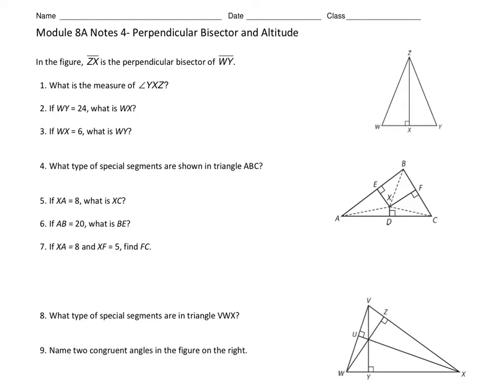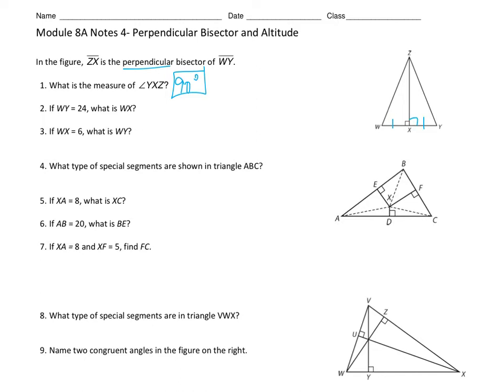In this very first one, it tells us that ZX is the perpendicular bisector. The perpendicular part is already drawn for us in the picture, but the bisector tells us that our two segments are going to be congruent to each other, so WX and XY. If they're asking us then for the measure of angle YXZ, we know that's going to be 90 degrees because it is the perpendicular bisector.